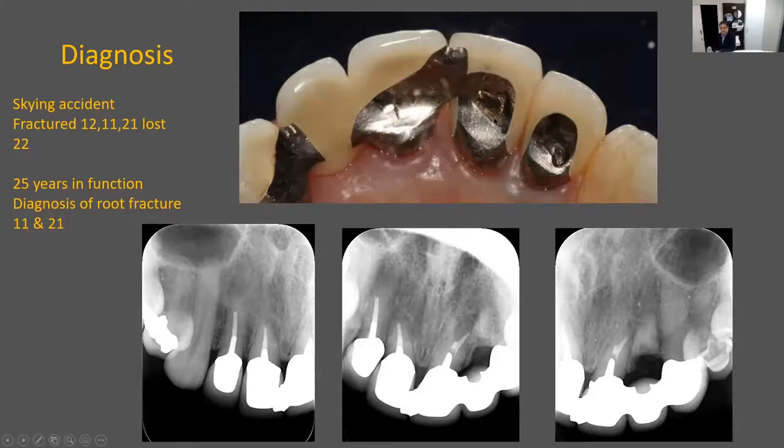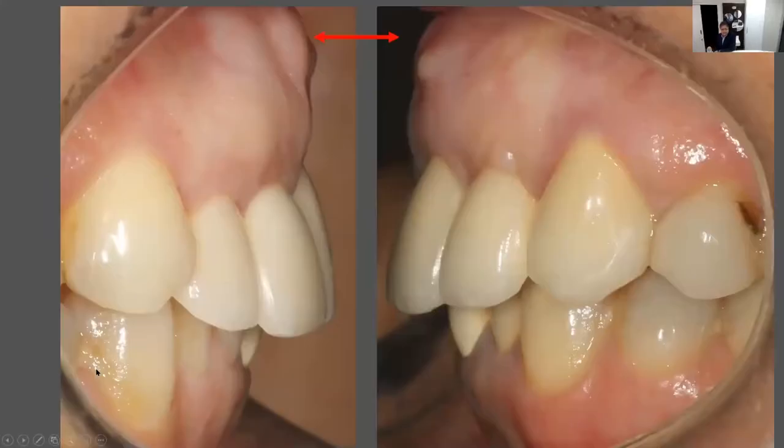So here's the beauty of the treatment: you manage the occlusion, to create and maintain physiologic occlusion. After 25 years, with a skiing fracture, now she presented with symptoms of labial sinus, on and off, and has had a few opinions. And you can see in a week's time, we'll talk about why this has happened, we'll discuss in a minute.